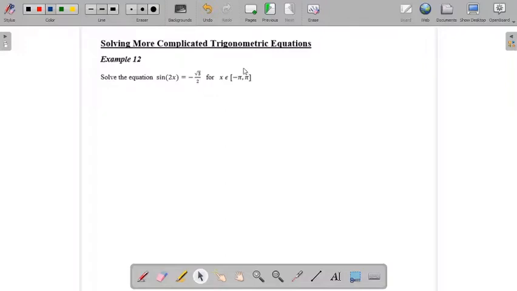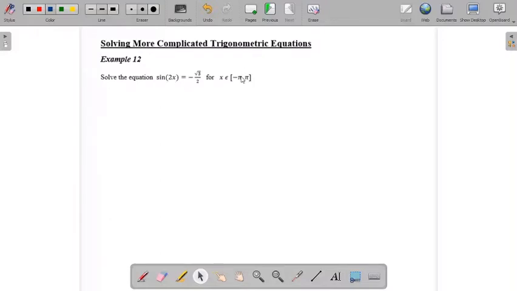So straight away you can see a couple of things. The domain is a little bit different. It's not from 0 to 2 pi or 0 to 4 pi, but from negative to positive. So negative pi to positive pi. And the other thing is that notice in the brackets here, we haven't got just x or just theta, it's 2x. Now the effect of that is that it changes our domain.